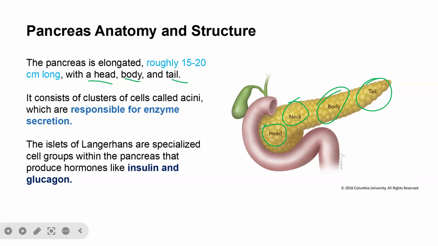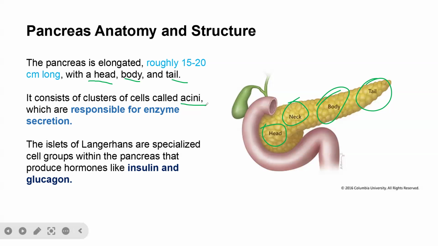And it consists of clusters of cells called acinar. That is a group of cells that cluster themselves together, and this group of cells is called acinar. The acinar is responsible for enzyme secretion. So all enzymes that are secreted in the pancreas come directly from the clusters of cells called acinar.